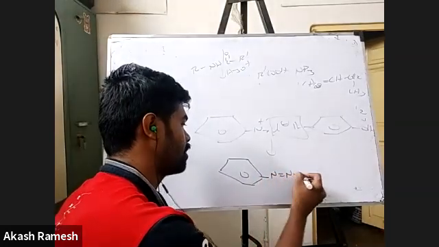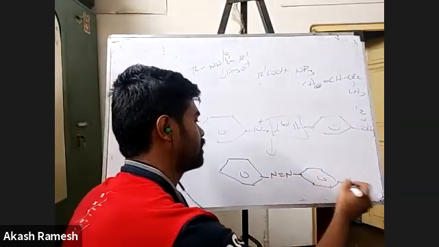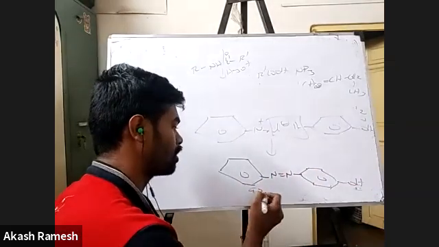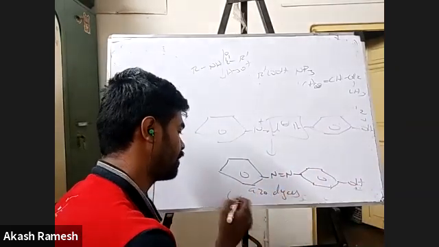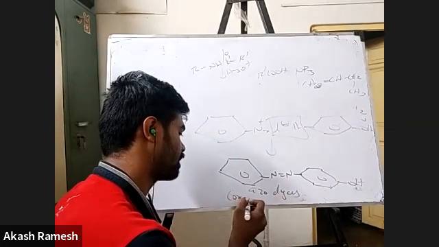N, double bond N, then again the other benzene ring with the OH. These are what are called azo dyes, and they will generally be colored compounds, and in this particular case it is orange in color.